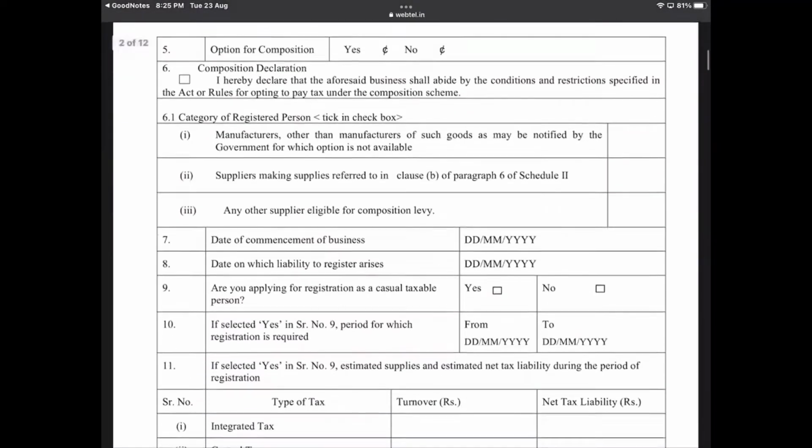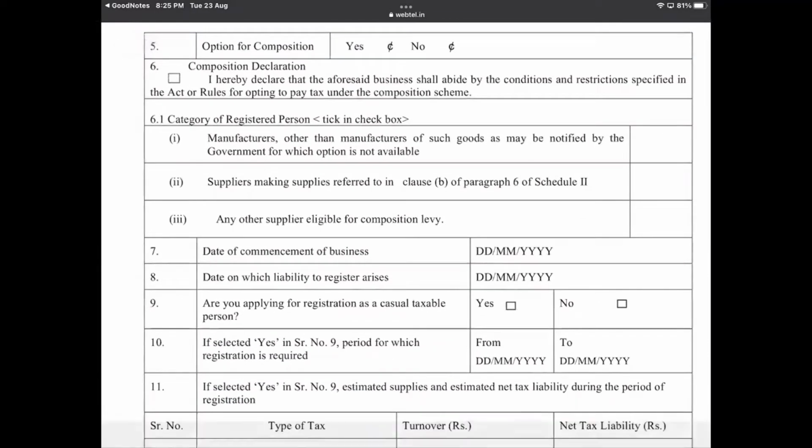There are many more things. See, in 6.1 there is a category: manufacturer other than manufacturer of such goods as notified by the government. The option is not available. Other manufacturers. Supplier making supplies referred to in clause B of paragraph 6, Schedule 2. If you remember Schedule 2, paragraph 6, what we read, it is hard to remember like that. But what was there? It is for suppliers, that 50 lakhs limit. Correct. No, this is not for the 50 lakh limit. This is for the traders, meaning goods plus services.